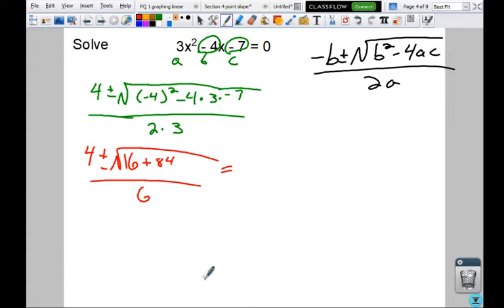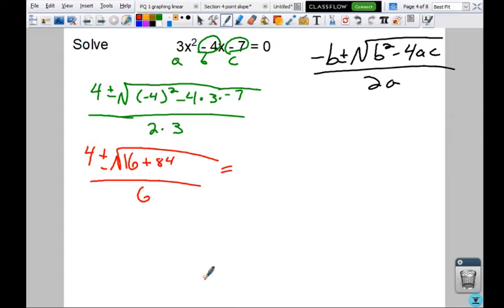Jaden, what am I doing next? Not the plus and minus yet, because we're not done with our square root yet, because Devin did it the long way. Alright, we have inside the square root 16 plus 84, which is 100.